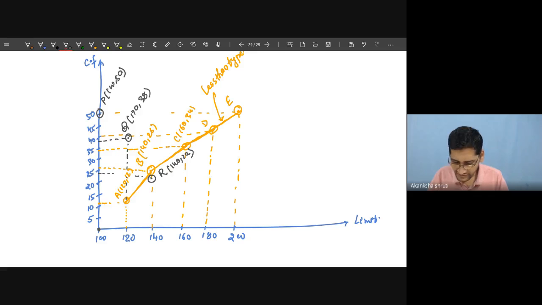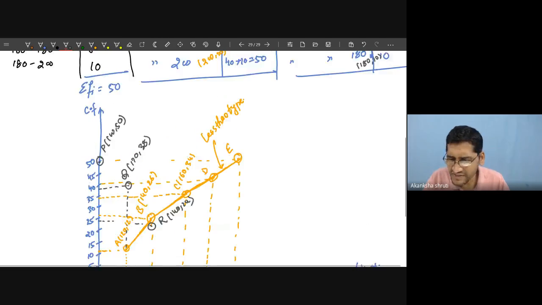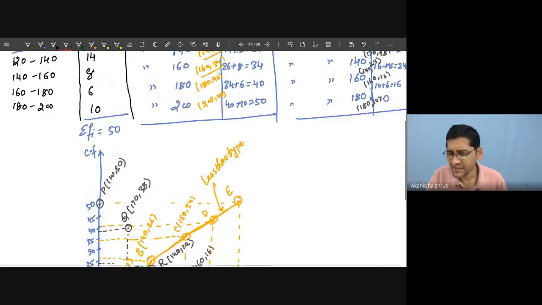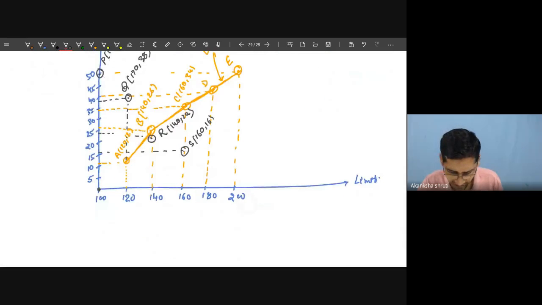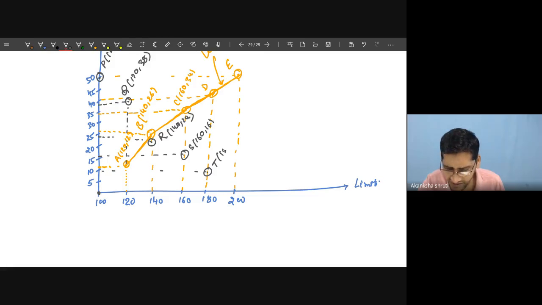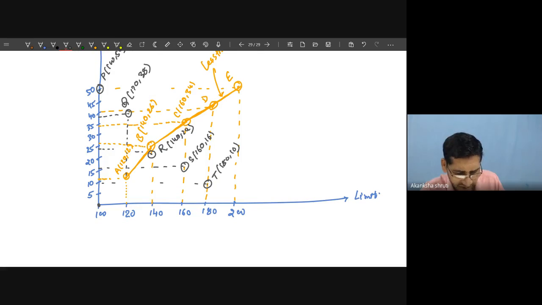Okay. Next one, 160. At 160, we have 16 only. Go for 16. 16 for 160. P, Q, R, S. 160 and 16. And for the next point, we have 180 with 10. Go for 10. Okay, students, so quickly you can do it. R, S, T, 180 and 10. Now we have to join this with freehand or with a scale between the points.